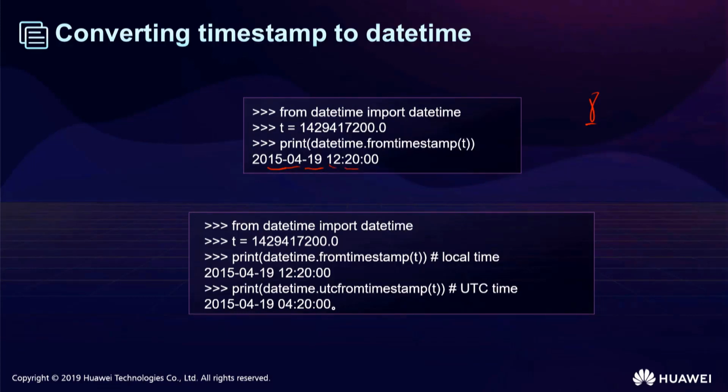This is the Beijing time in the Beijing time zone. At the same moment, Greenwich Mean Time and Beijing time are offset by 8 hours. That is the time in UTC, UTC+0. In that time zone, the time should be 2015-4-19 4:20. And we use utcfromtimestamp and fromtimestamp functions to translate the time between different time zones.